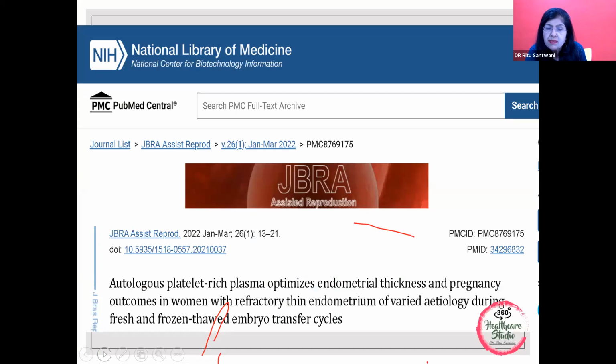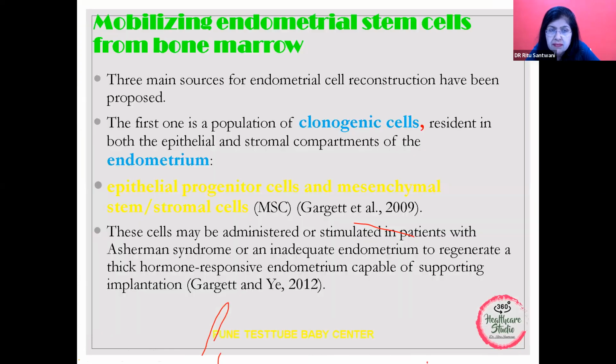The study has been supported. This is a very recent study from the JBRA Assisted Reproduction journal, March 2022. It supports that platelet-rich plasma optimizes the endometrial thickness and pregnancy outcomes in women with refractory thin endometrium of varied etiology, in fresh and frozen-thawed embryo transfer cycles.